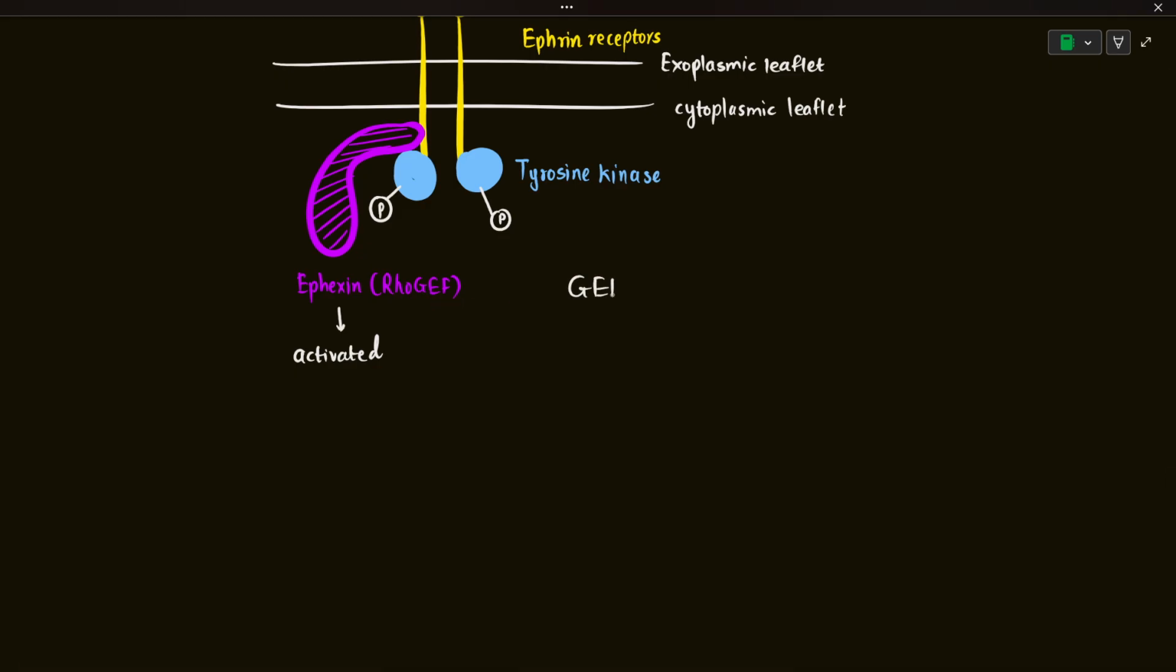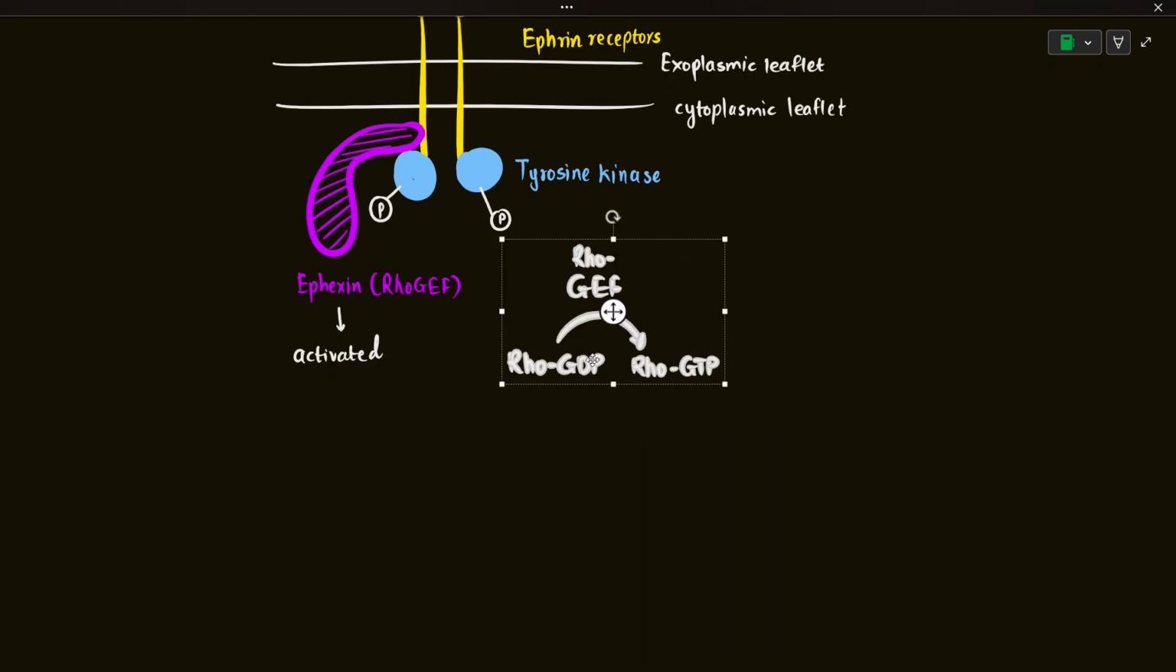What is the job of GEF? GEF is going to remove the GDP and add the GTP. So it is going to replace the GDP with GTP. So what will Rho-GEF do? It will remove the GDP which is attached to the Rho protein, and replace it with the GTP. So this is the job of Rho-GEF.